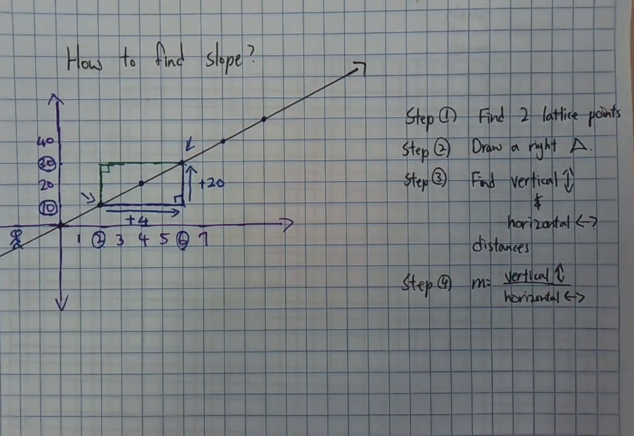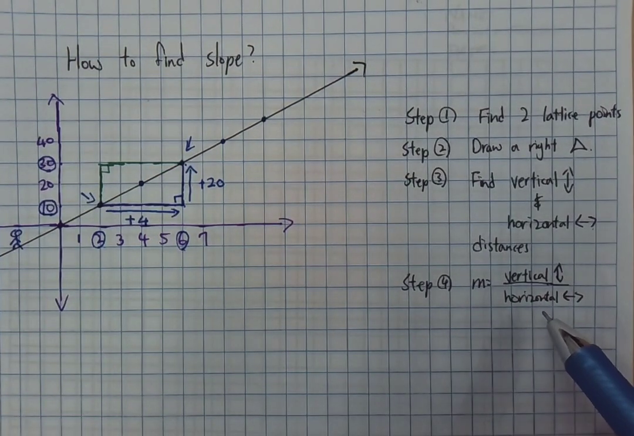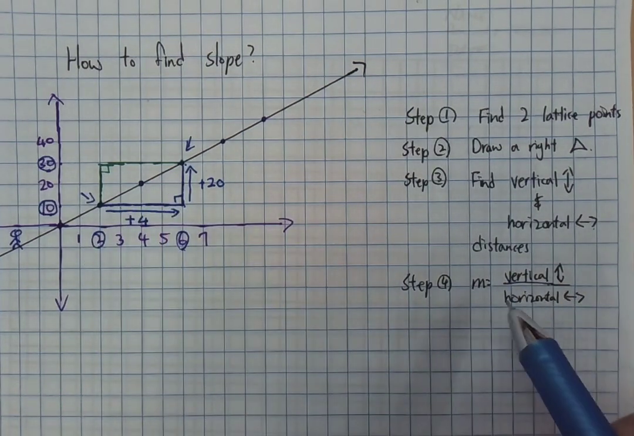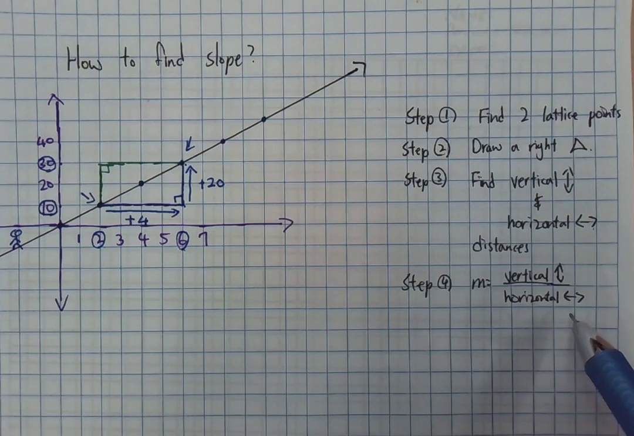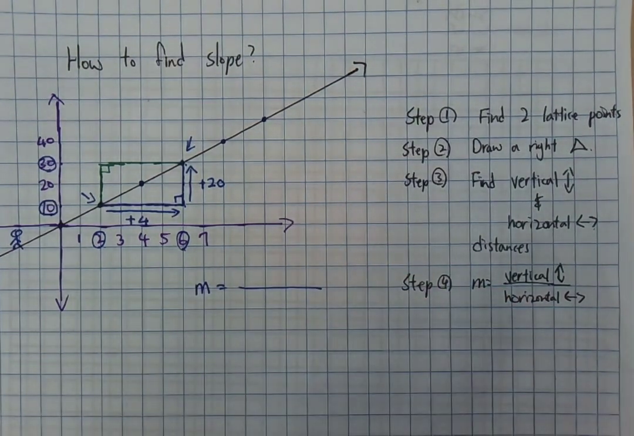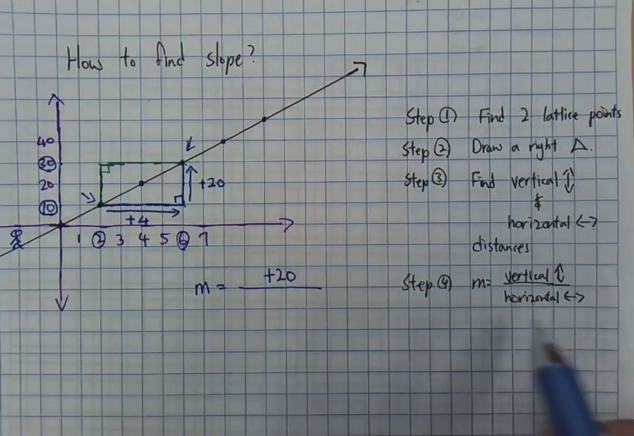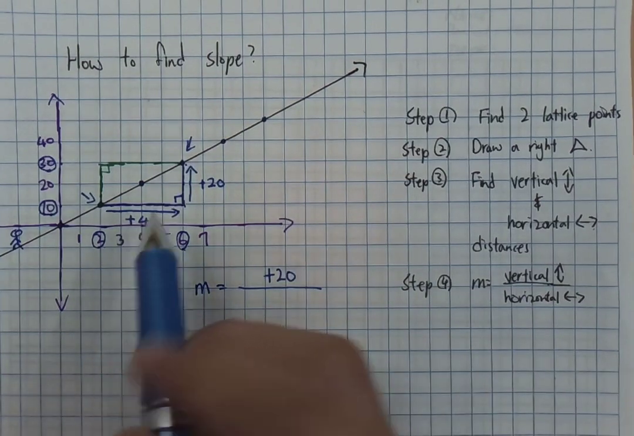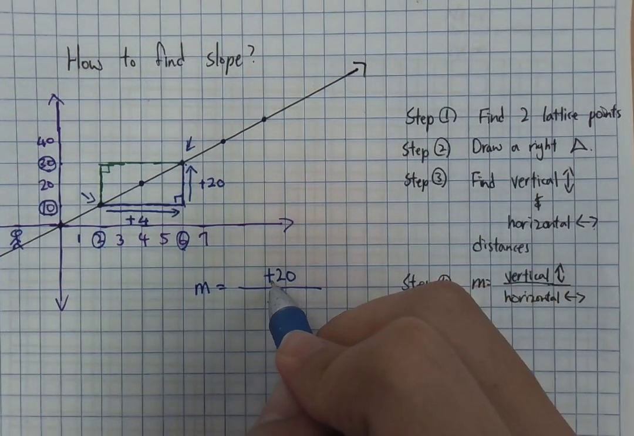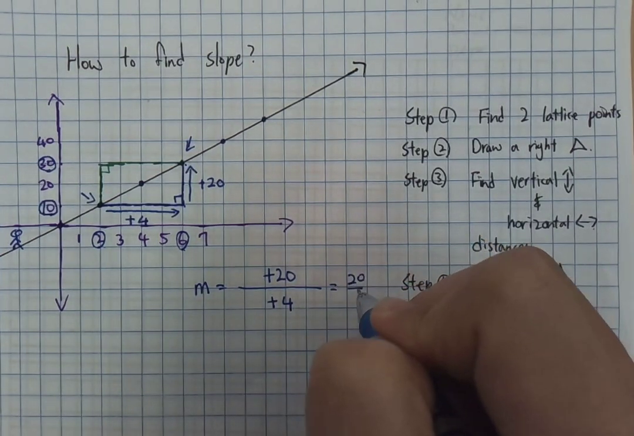So I got my horizontal and vertical distances. Now I need to put in my slope formula, m, which is for movement, because you move from left to right. Movement is equal to vertical over horizontal, so I'm going to put that in. My slope movement is, what is my vertical? That's going up and down. That's plus 20, so I put plus 20 right there. What's my horizontal? That's left and right. That's plus 4. So I'm going to put plus 4 right there. And there we have it. They're both pluses, so I don't have to worry about the sign. And so this is 20 over 4.